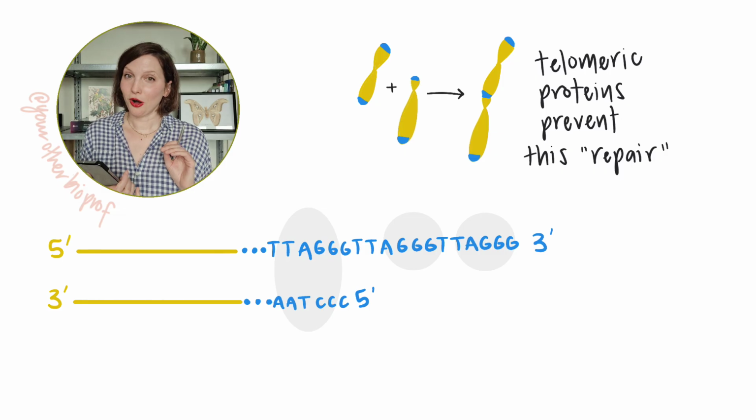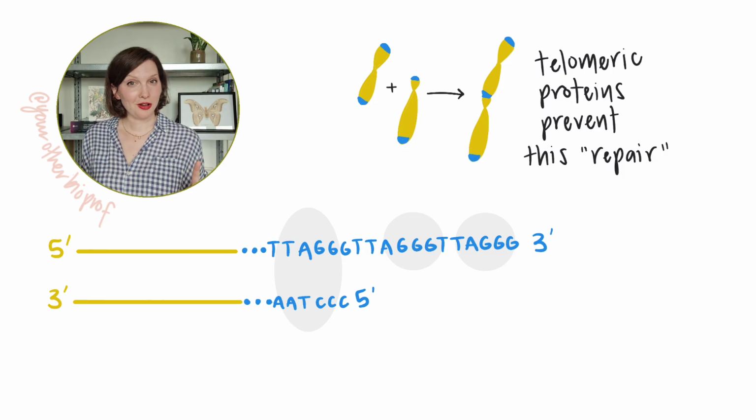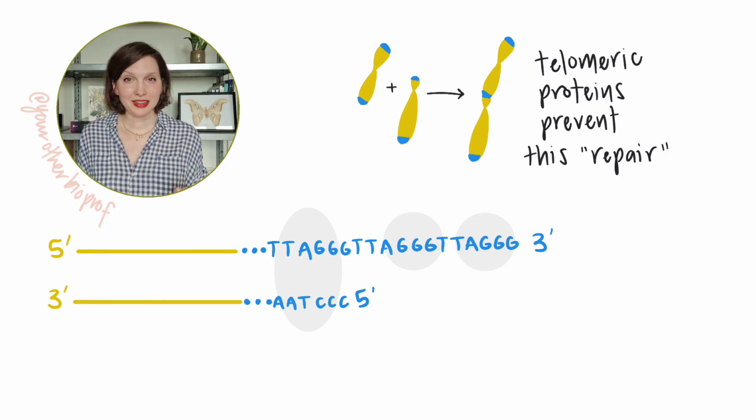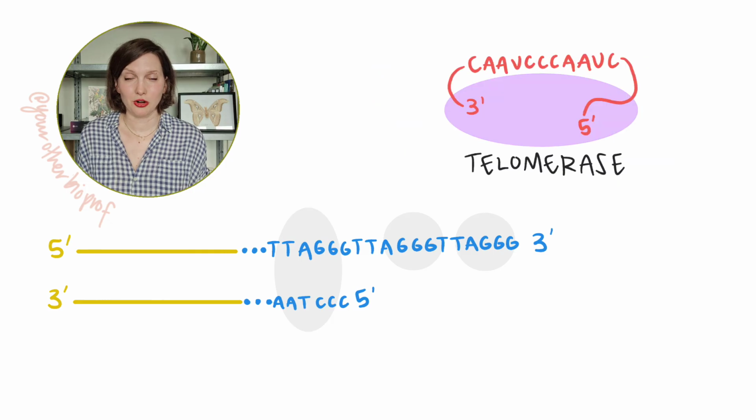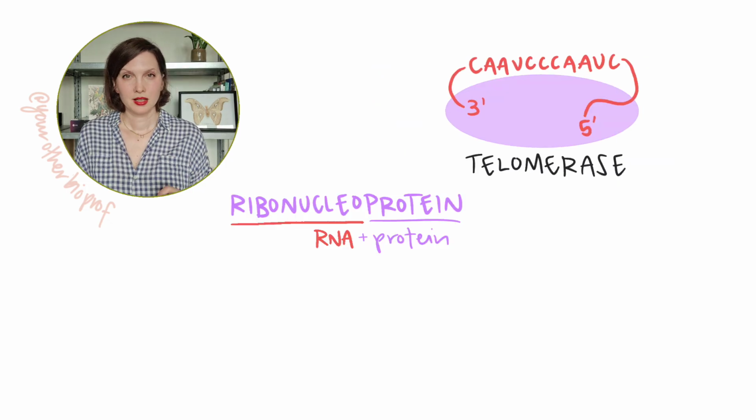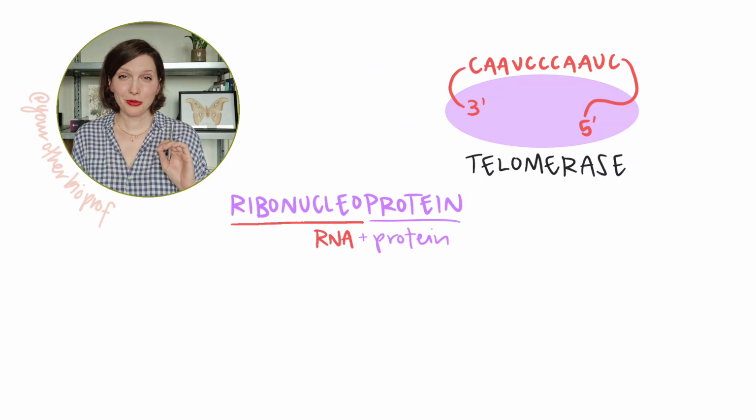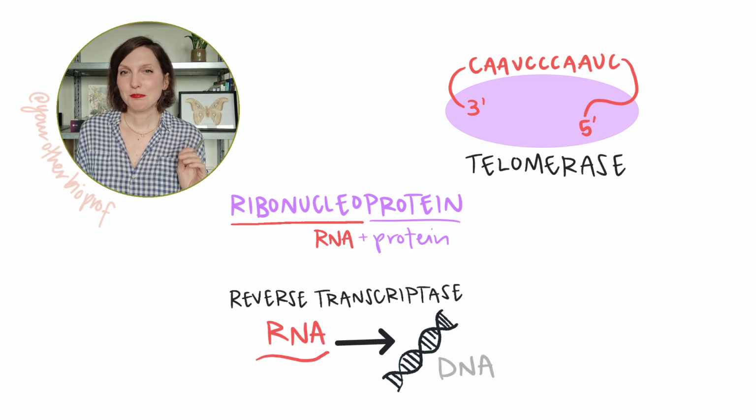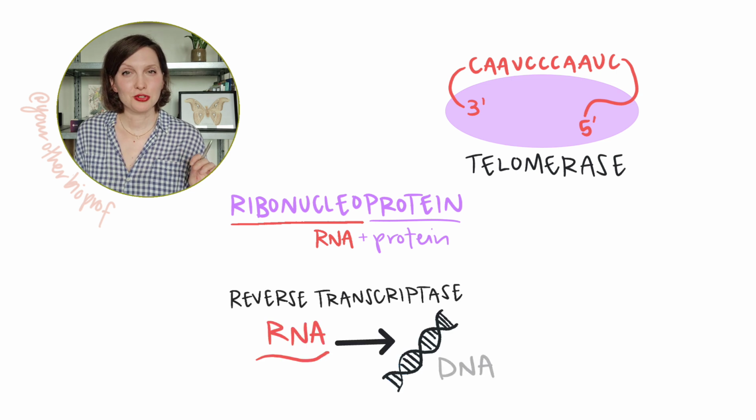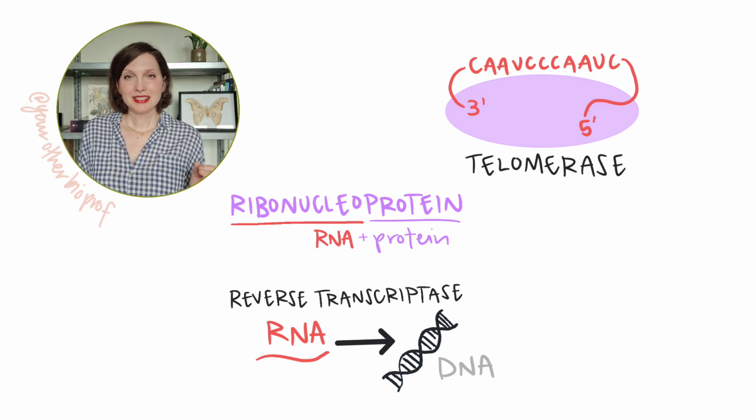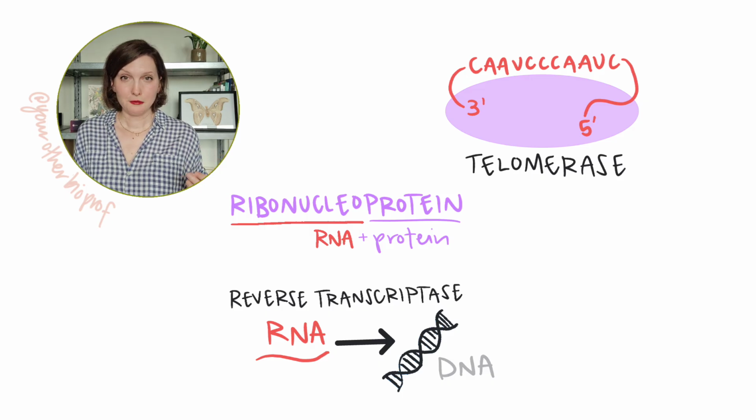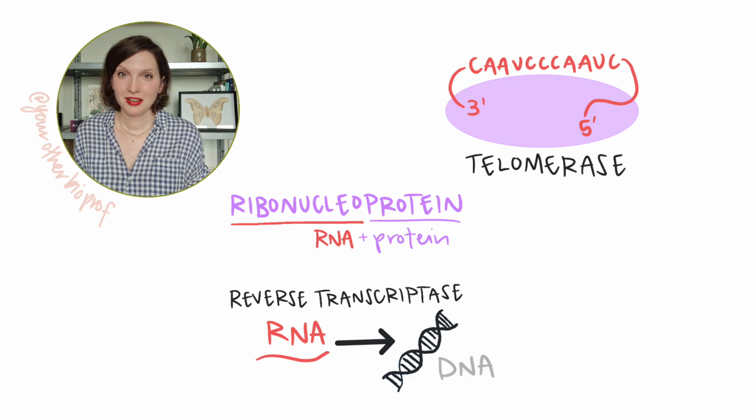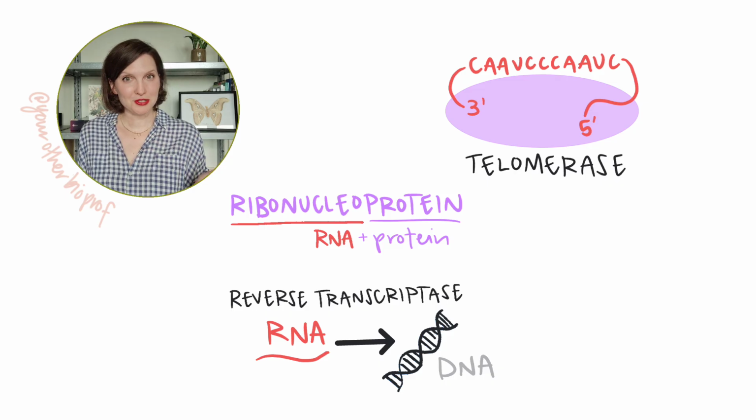And these proteins can also help to control how long the telomeres are by regulating the activity of a protein called telomerase. Telomerase is a ribonucleoprotein enzyme. That means it's a complex of protein and RNA. It's also a special reverse transcriptase. That means that it makes DNA from an RNA template, the reverse of transcription.